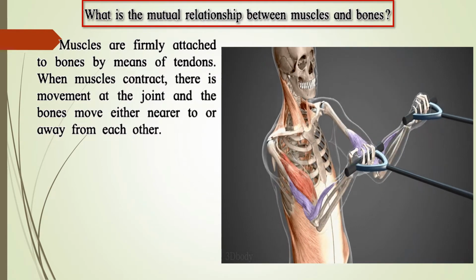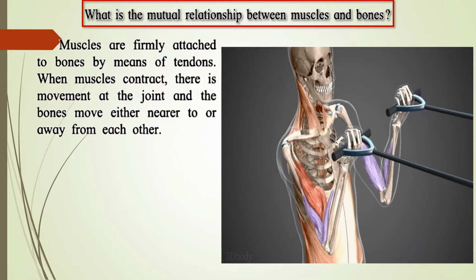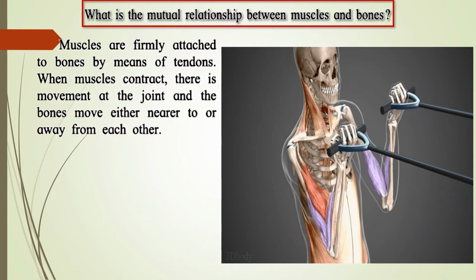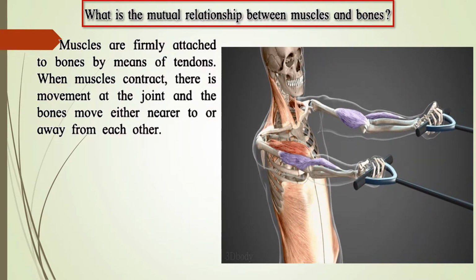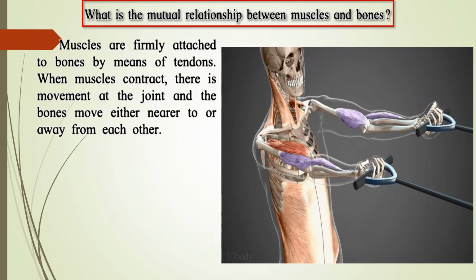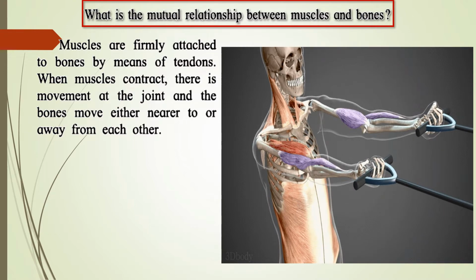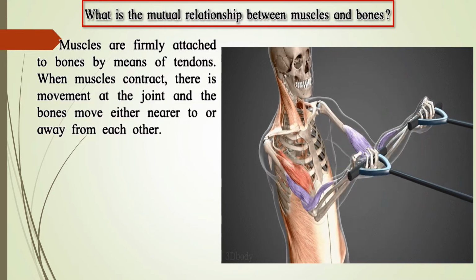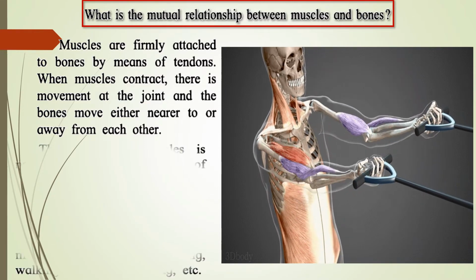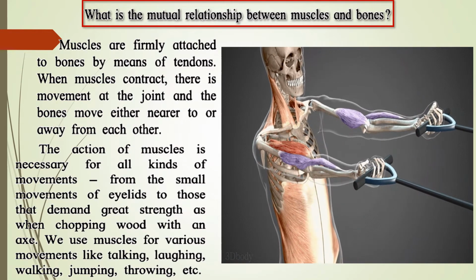As you can see in this picture, if you're doing some activity, you can feel that when these tendons and the muscles contract, there is a movement at the joint. The movement is happening in the joints of our bones, and these muscles are also helping the joints to move at a proper pace. And the bones also move either nearer or away from each other depending upon the work that you're doing. The action of muscles is necessary for all kinds of movement.